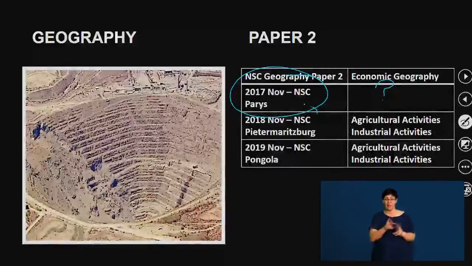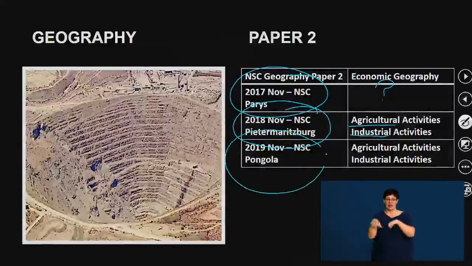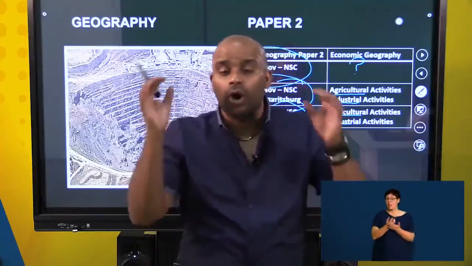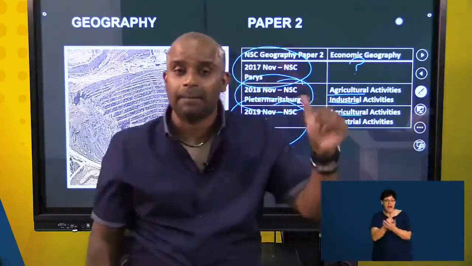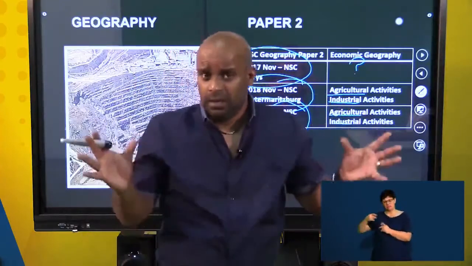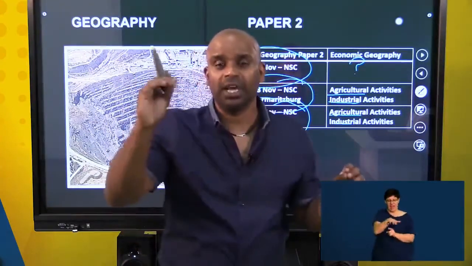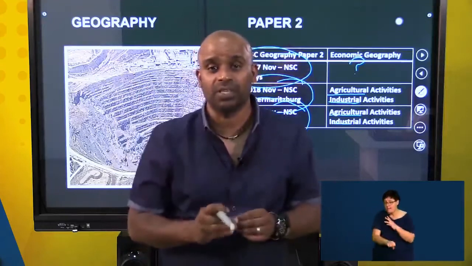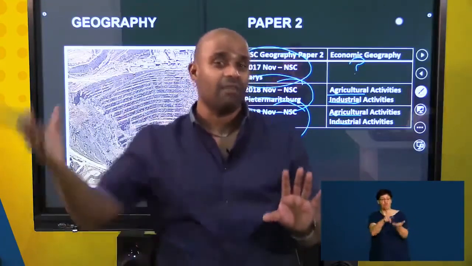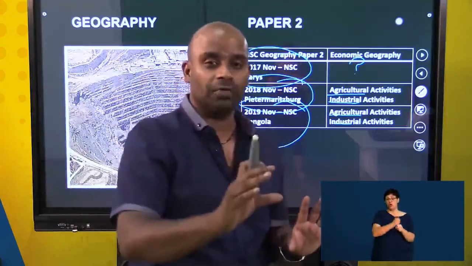But in 2018, you had agricultural activities, industrial activities. 2019, agricultural and industrial. What does this mean? When it comes to economic geography, your ability to recognize primary, secondary, in some cases tertiary activities on a map is important. And you should be able to locate it using the reference points on the map. So I hope that map applications is giving you some insight of the requirements that you need to take from Geography Paper 1 to Geography Paper 2.